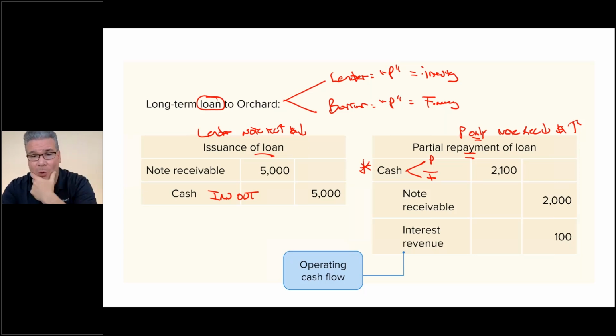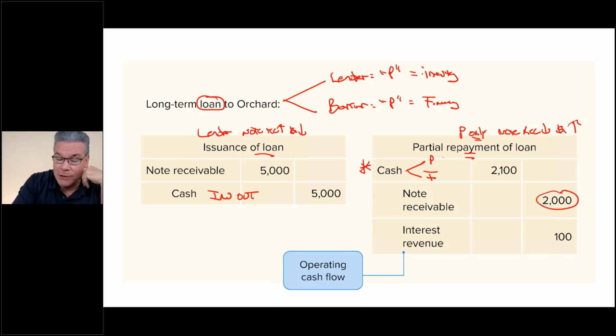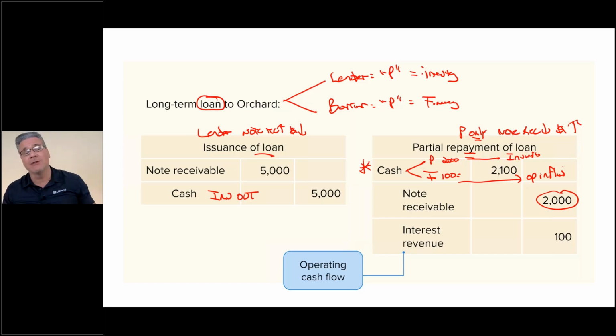The principal portion was 2,000. So the 2,000, that's investing inflow. The 100, the interest is what? Operating inflow. So the common mistake is to take the whole 2,100.